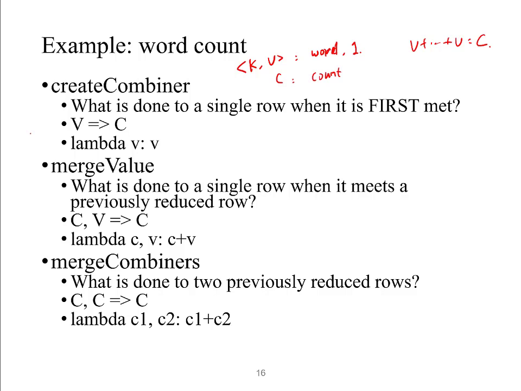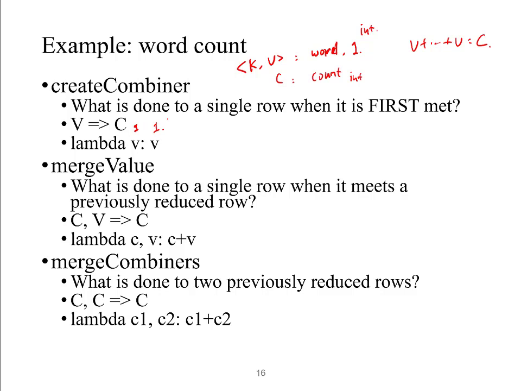Now let's look at the three functions. Create combiner is what is done to a single row when it is first met. Here we need to convert V to C. Since V is an integer and C is an integer as well, we actually keep V as it is. So V is 1, and after the create combiner it's still 1.